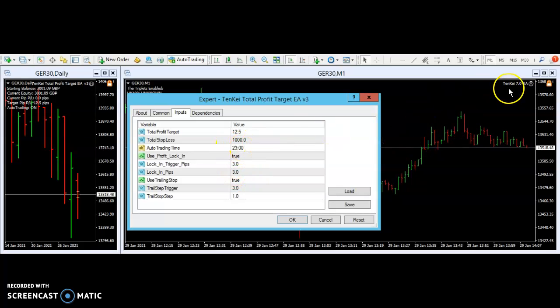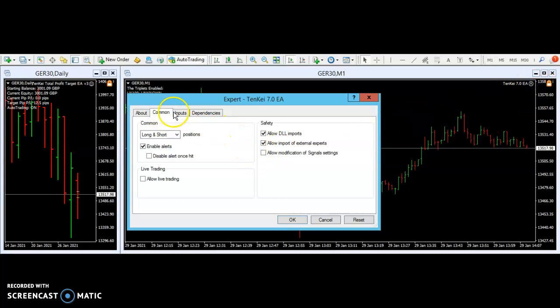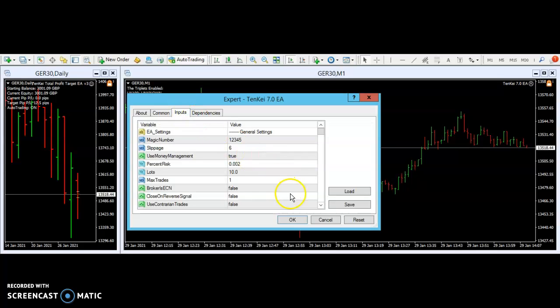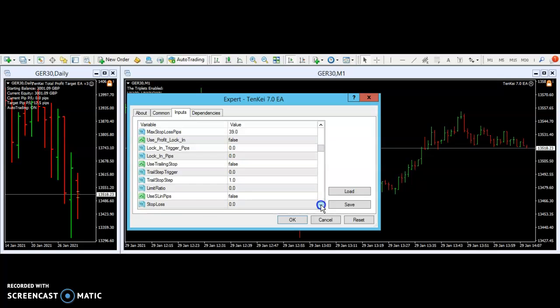Now in this case, the TenKei 7.0 EA has a separate time within it. I'm just going to jump over to that to show you real quick. Okay, so look at this EA. We go to inputs over here. We scroll down here, and we see this is set to 7 a.m. But this could be set to whatever time we want.